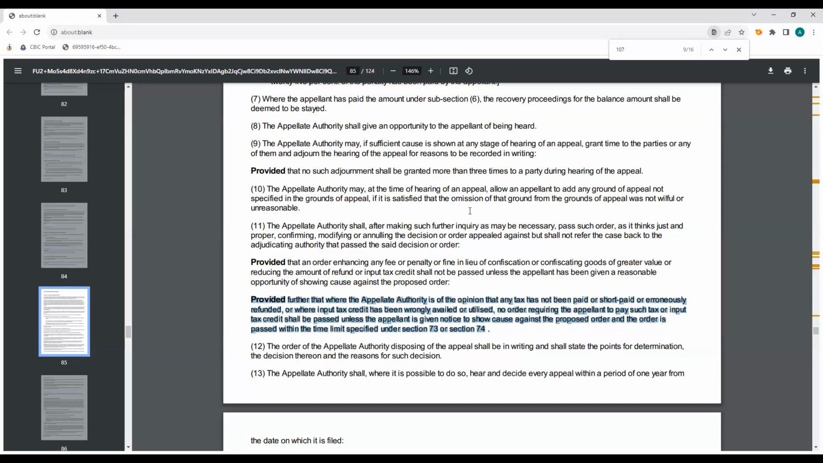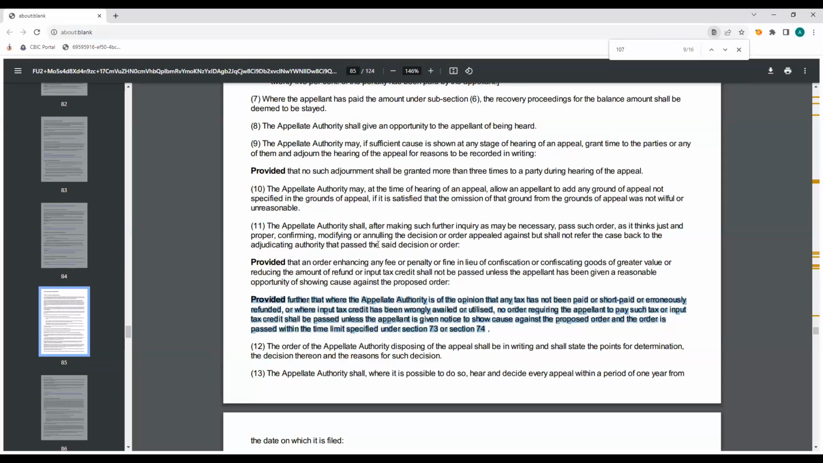So even if there is some short payment, non-payment or erroneous refund, that has to be finally determined by the appellate authority only. That's why, in my view, this particular proviso to section 107(11) is given, because he will be the second adjudicating authority if there is some detection.